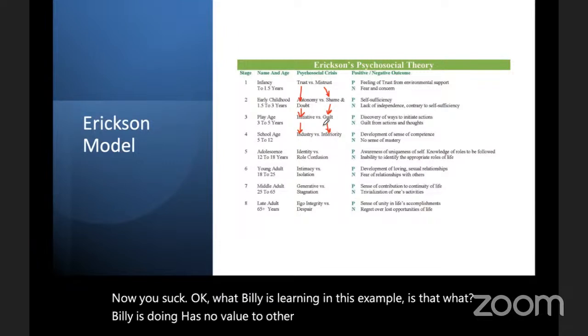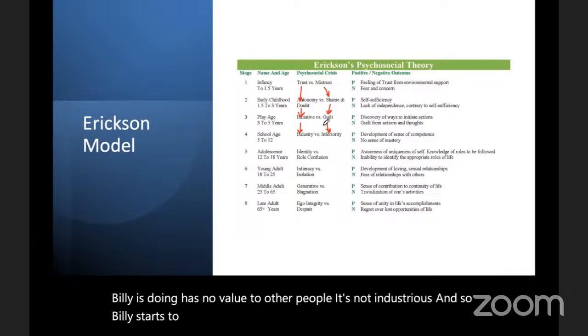Okay. What Billy is learning in this example is that what Billy is doing has no value to other people. It's not industrious. And so Billy starts to feel inferior to those who are industrious.